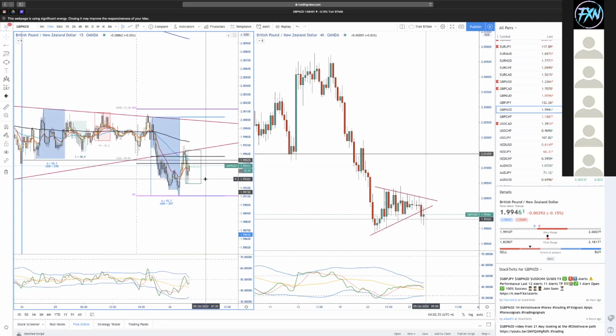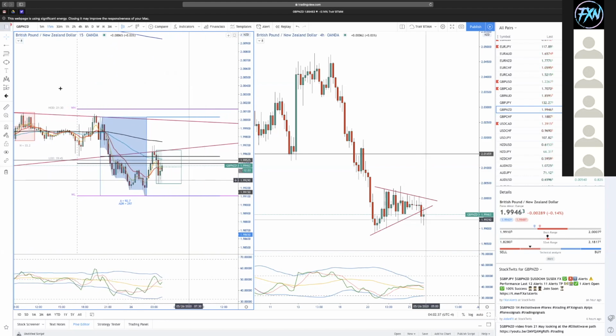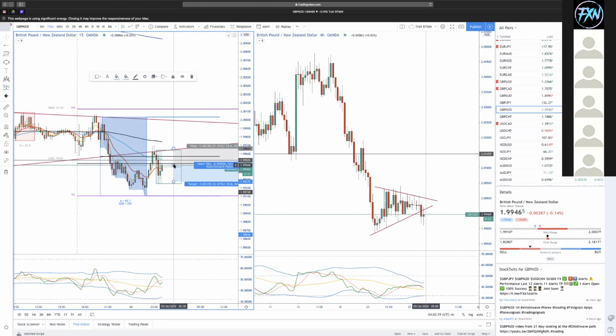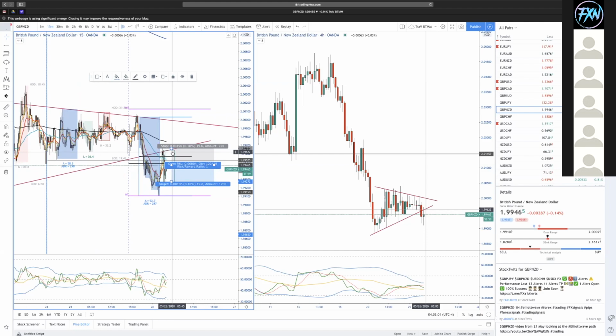Now looking at this, let's say if it did pull back up. Honestly, I would want to wait for an M, because I want that additional confirmation. Say if an M formed and it was right dead on the mid range of the Asian session.